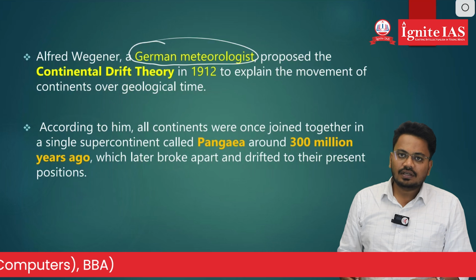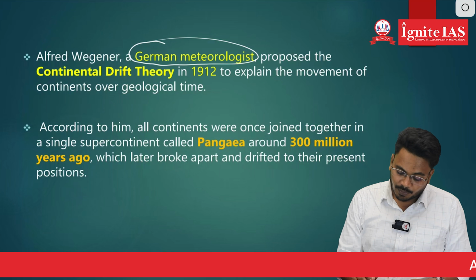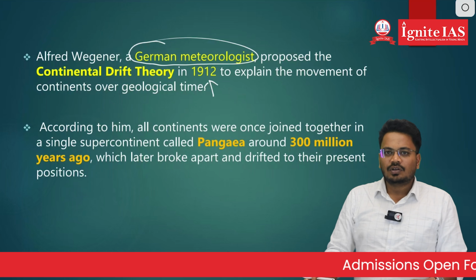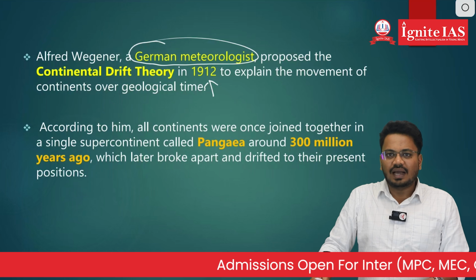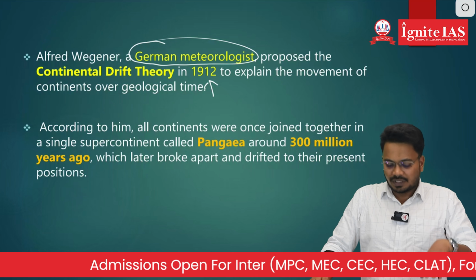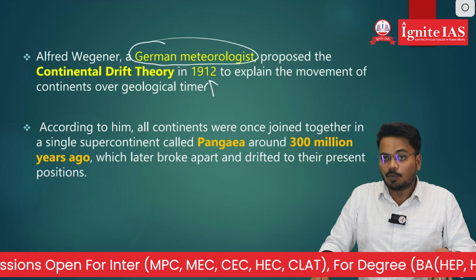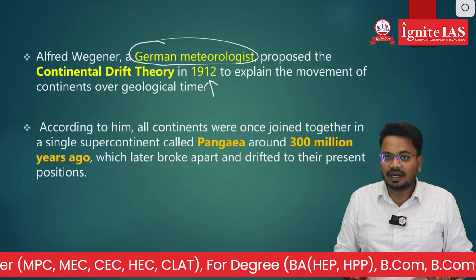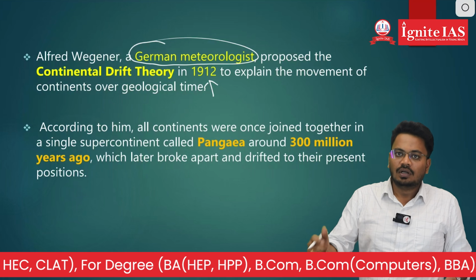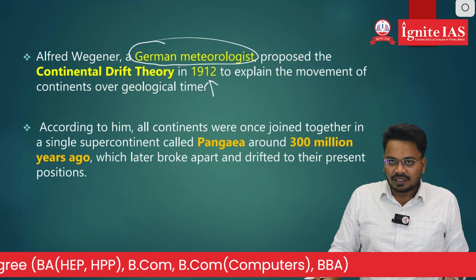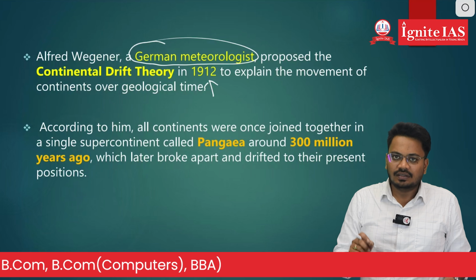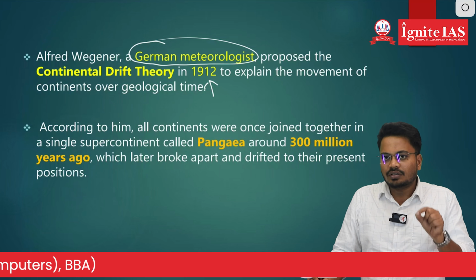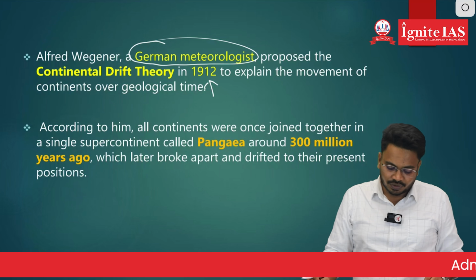And in which year was this theory proposed? This theory was proposed in 1912. The point is, this year is not that important, right? From the UPSC perspective, the year is not that important. But in order to understand the chronology of getting the plate tectonic theory, we need to understand the year in which the continental drift theory was proposed.